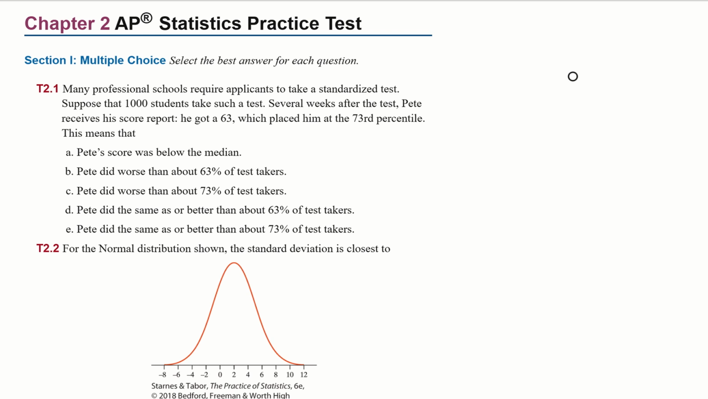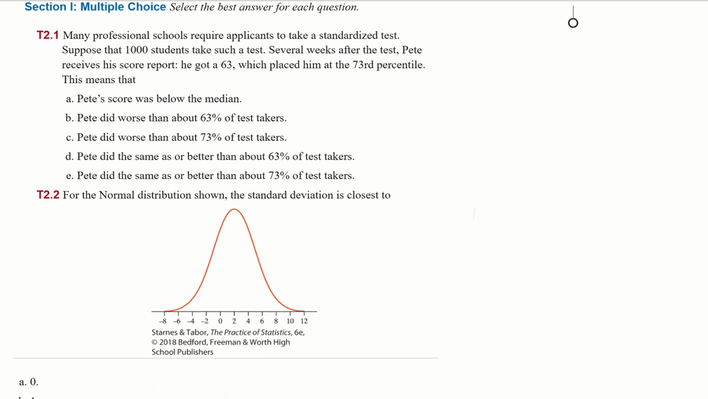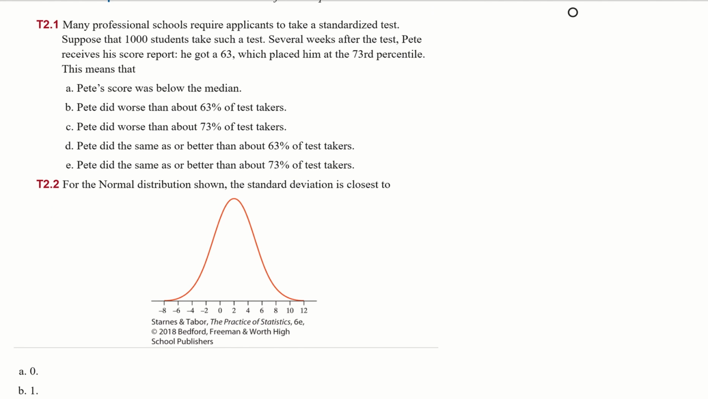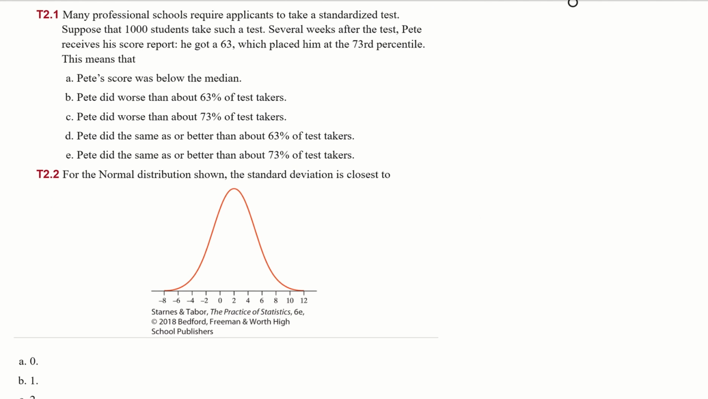So Chapter 2 is on probability density functions, normal distributions, percentiles, things like that. All right, so many professional schools require applicants to take a standardized test. Suppose that 1,000 students take such a test. Several weeks after the test, Pete receives his score report. He got a 63, which placed him at the 73rd percentile. So what does this mean?